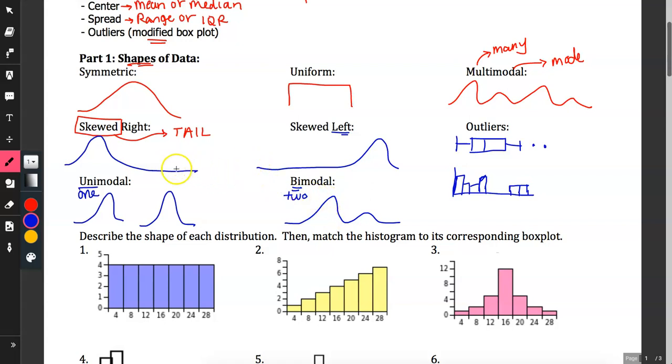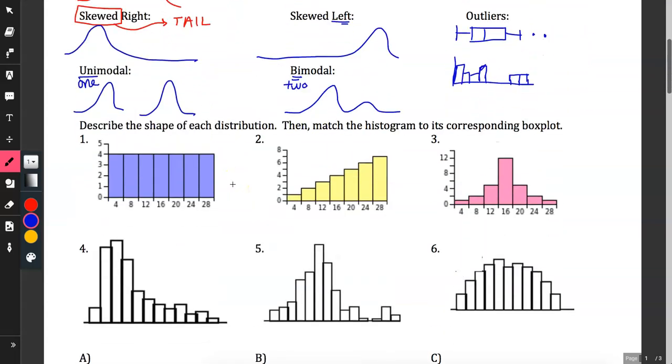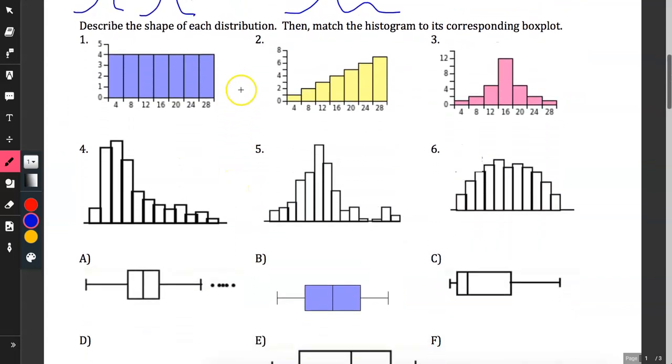So let's use that vocab and describe some of these. There's a lot happening here. We're going to first describe each distribution. These are the histograms. We're just looking at numbers 1 through 6. Don't worry about the bottom part right now. Let's just look at the 6 histograms and then we'll match them up. When I look at this first one, I see that the frequencies are all the same. That tells me right away I'm going to call this one uniform. There's no modes, there's no most common, they're all equal, so it's uniform. You could say symmetric if you want, I wouldn't mark that wrong, but I'd really be looking for uniform.